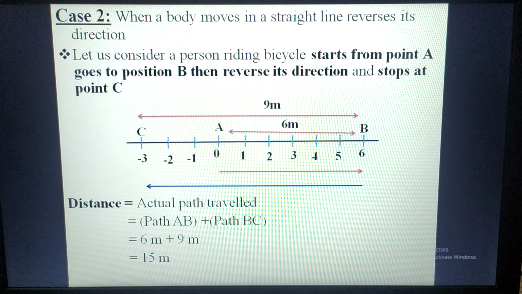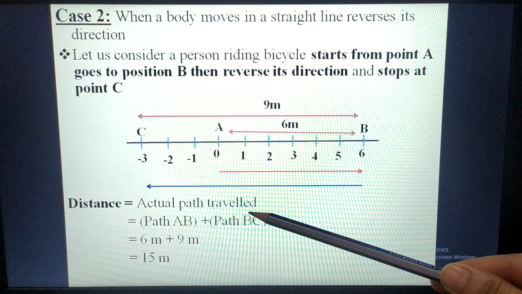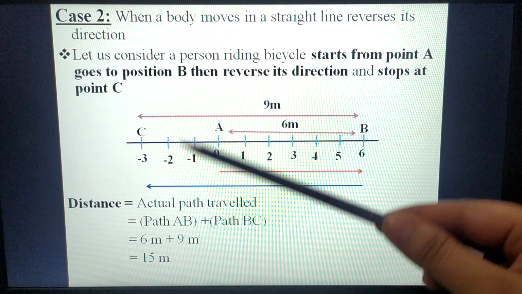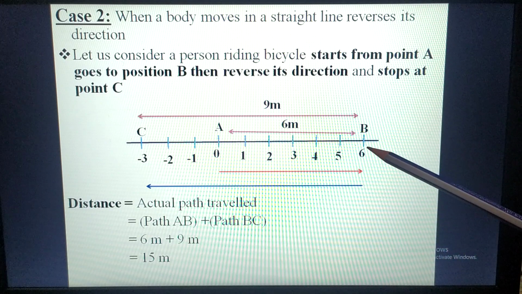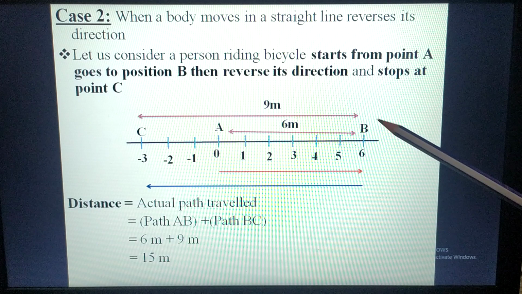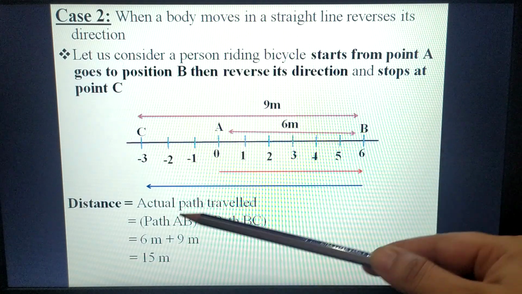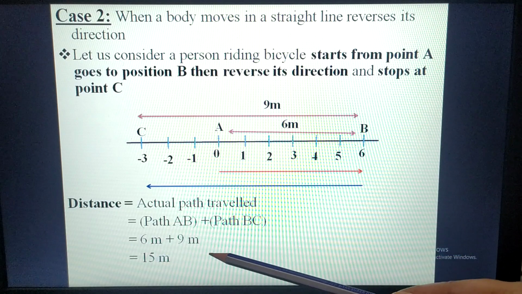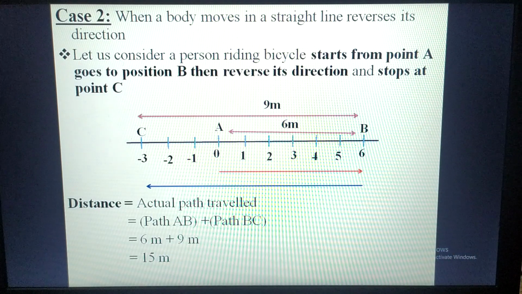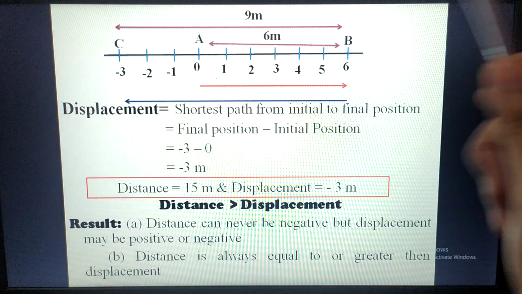How will you calculate the distance? Distance is the actual path covered by a body. The actual path is A to B plus B to C. A to B is 6 meter and B to C is 9 meter. So the total is 6 plus 9, that is 15 meter. Fine. Okay.